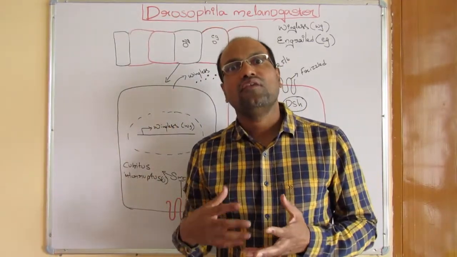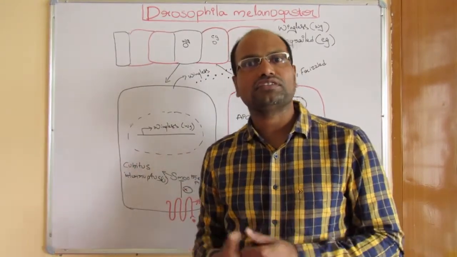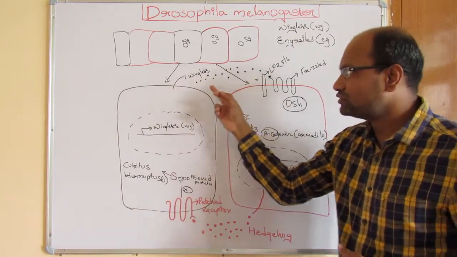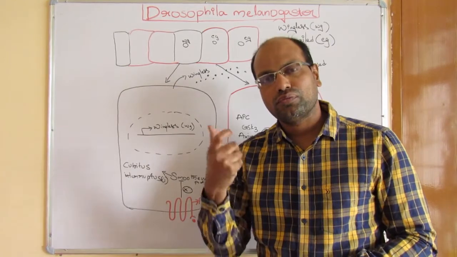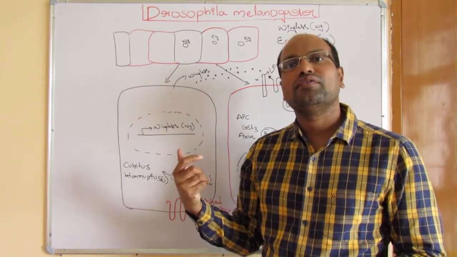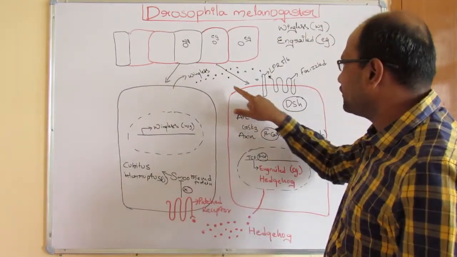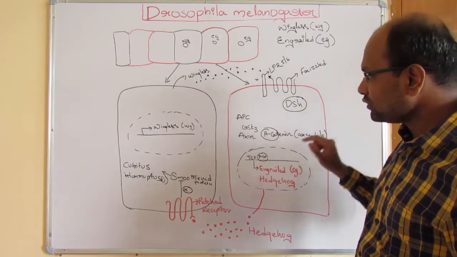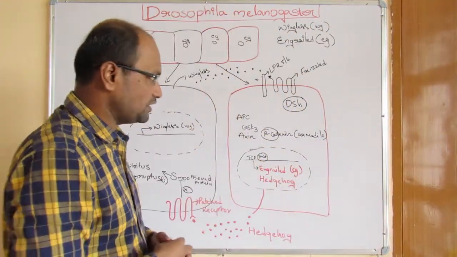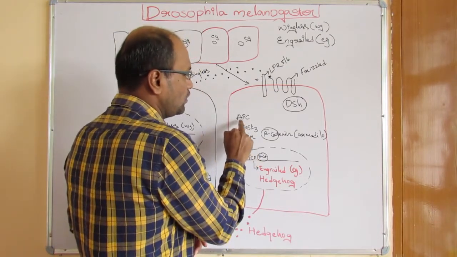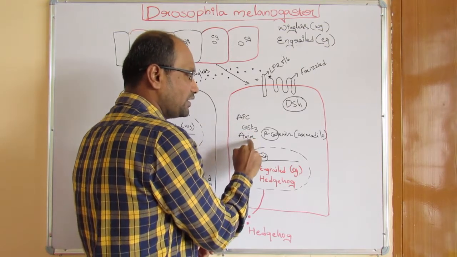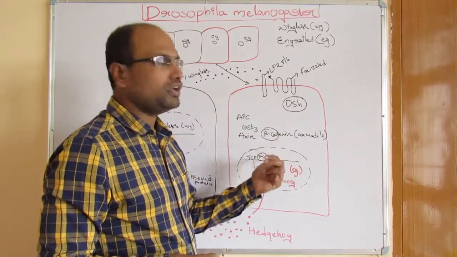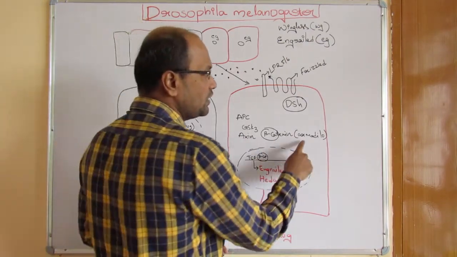Wingless is very similar to the Wnt proteins. In higher organisms we will come across the Wnt protein, and that Wnt protein is, in Drosophila, wingless. So wingless is included in the Wnt signaling pathway and acts via it. For the Wnt signaling pathway, the receptor is the Frizzled receptor, which is coupled with LRP5 and 6. When Wnt or wingless is absent, a complex is formed of GSK3 and axin along with beta-catenin, and this complex prevents beta-catenin from entering the nucleus. In Drosophila, beta-catenin is armadillo.